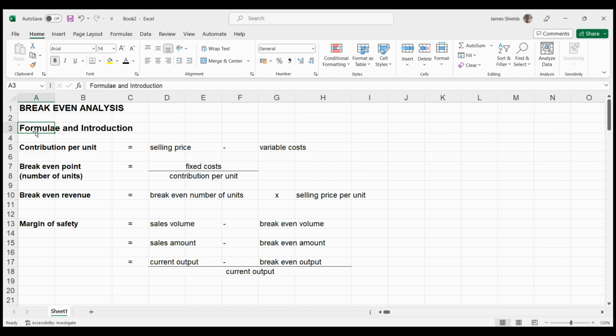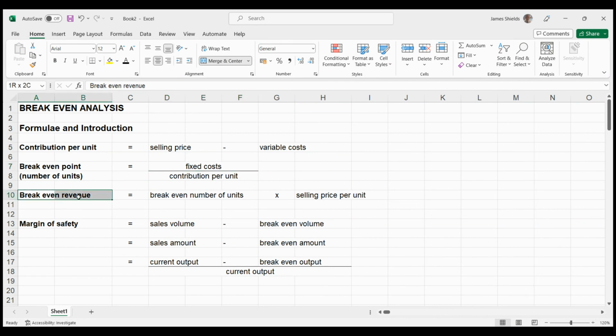So first of all, we're going to go through the formulae. Contribution per unit is equivalent to the selling price take away the variable costs. The break-even point in the number of units is your fixed costs over contribution per unit. So that's basically the number of units you have to sell to cover your costs.